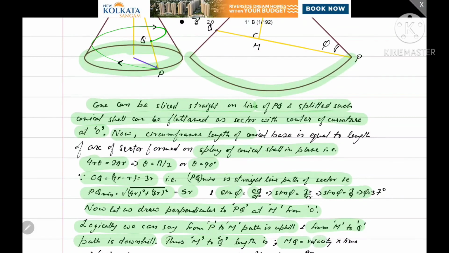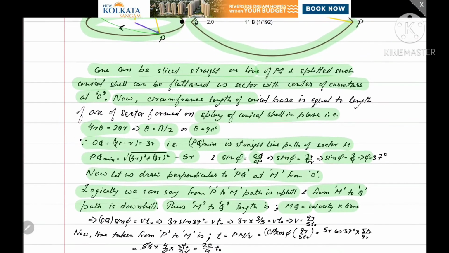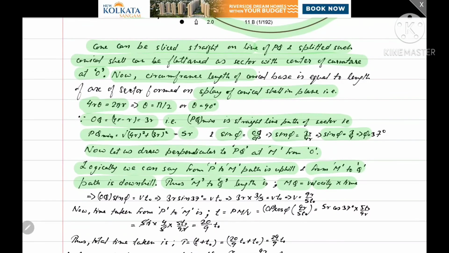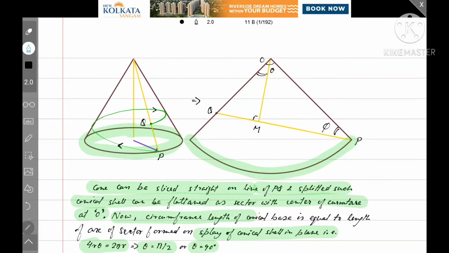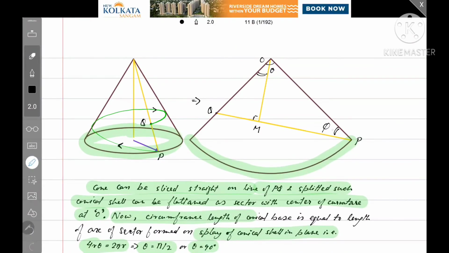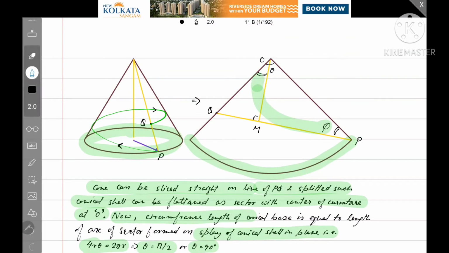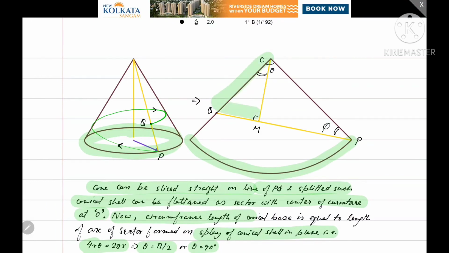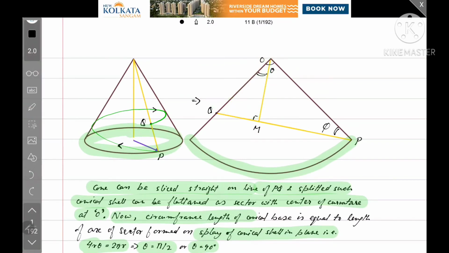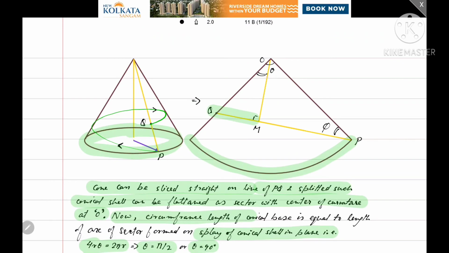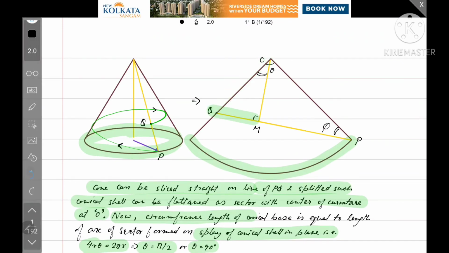MQ distance is equal to velocity into time. This time is given in question as T naught. Now what is this MQ? Now in the triangle we can see again, this angle is phi, means this angle is also phi. Check it out. Here in this triangle, we can check MQ is nothing but OQ sin phi.